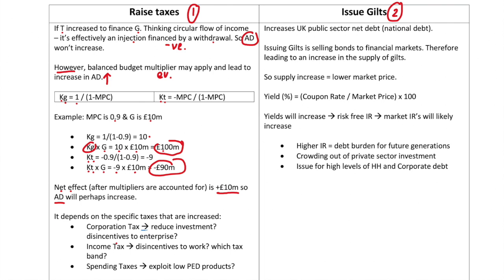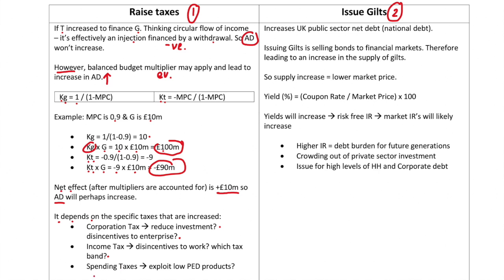Also, when you're raising taxes, it clearly depends on the specific taxes that are going to be increased. Let's say you used corporation tax. If corporation tax is increased, that's probably going to reduce investment and put in disincentives for enterprise. If you go down the income tax route, there are clearly going to be disincentives to work. However, you might want to think about which band is going to be increased. Is it the personal tax allowance, or on the other extreme, the additional rate of tax that's increased?